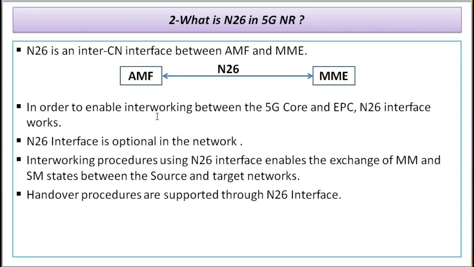The N26 interface is optional in the network. Interworking procedures using the N26 interface enable the exchange of MM and SM states between the source and target network, and handover procedures are supported through this interface, that is the N26 interface.